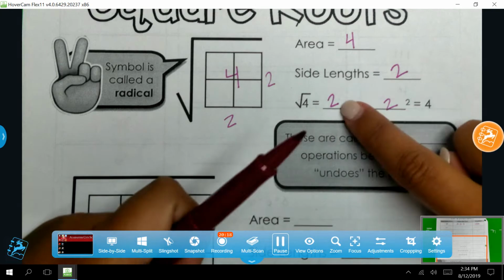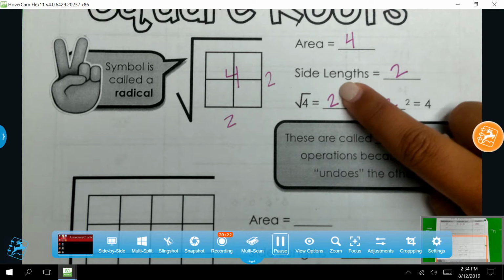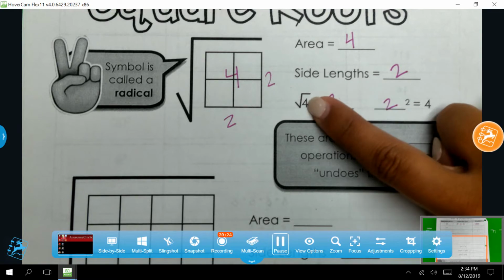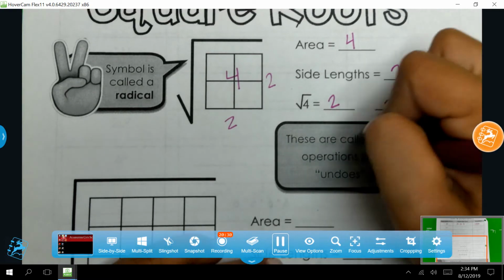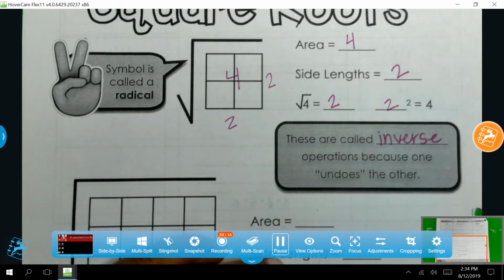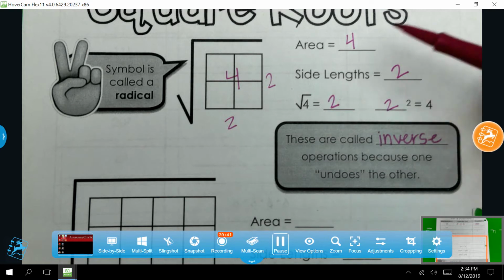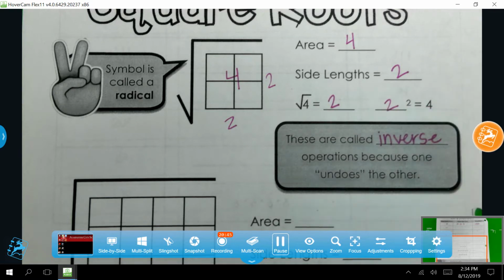Because if I take the square root of 4, which is 2, and I square that, what do I get? I get the number under the radical. So I get 4. So they're opposites from each other. Another word for opposite is inverse. So these are inverse operations because they undo each other. So everybody see that? If you square the answer to your square root, you're going to end up with the number under the radical. Okay.